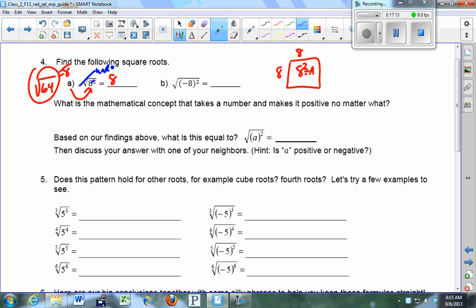Yep, you can do that. Yep, absolutely. So what's the answer to this one? Still 8. But what was the number being squared? -8.